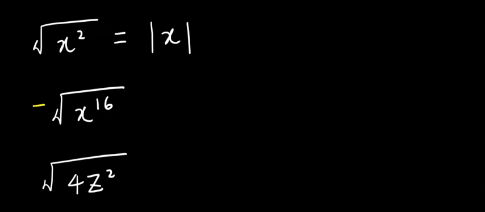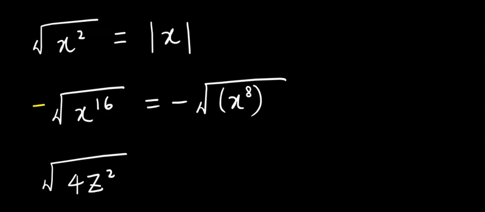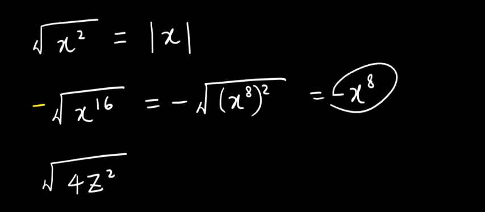This time I see there's a negative sign here. Therefore, I'm going to copy it down. Then I go look at it. X to the 16th power is x to the 8th power times another power that is 2. Therefore, I have a negative x to the 8th power come out. I'm going to circle my solution here.